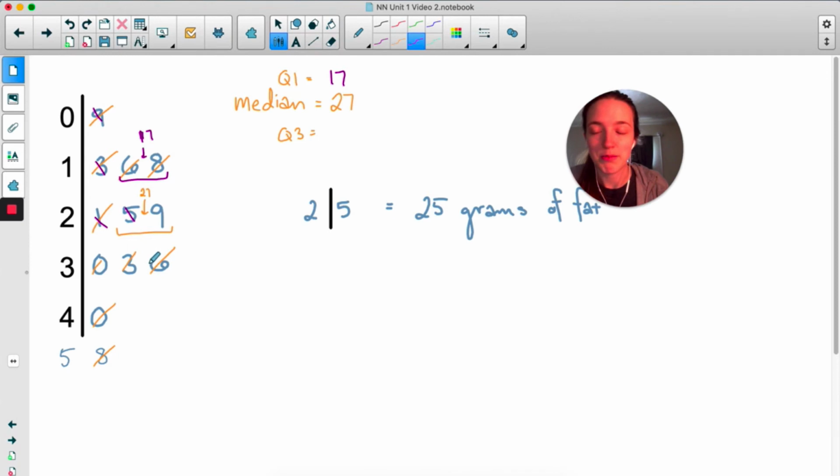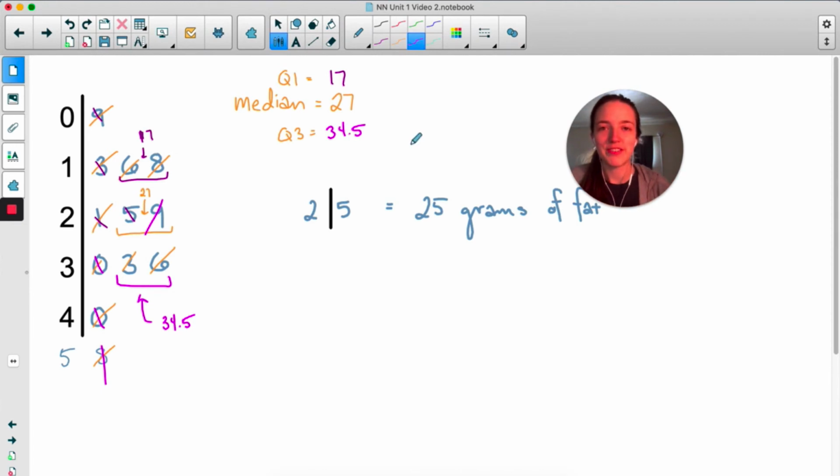Now I'm going to do the same thing for Q3, lower, upper, halfway between 33 and 36, 34.5. So the moral of the story is never include the median when you're calculating Q1 and Q3. Find the median, forget it's there, and then calculate Q1 and Q3.